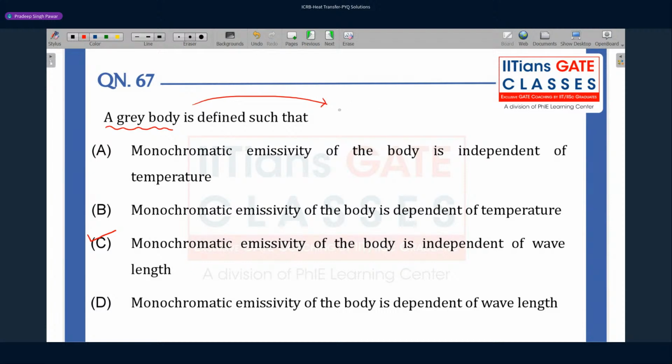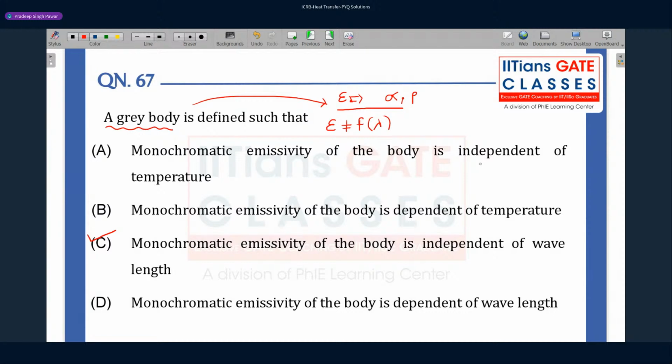So when we say a body is a gray body, it means the surface properties of that body, for example epsilon, the emissivity, or the absorptivity, or the reflectivity, are not a function of wavelength. They are independent of wavelength. So the gray body approximation or gray surface approximation assumes that these surface properties do not vary with the wavelength. So that's the gray body approximation.